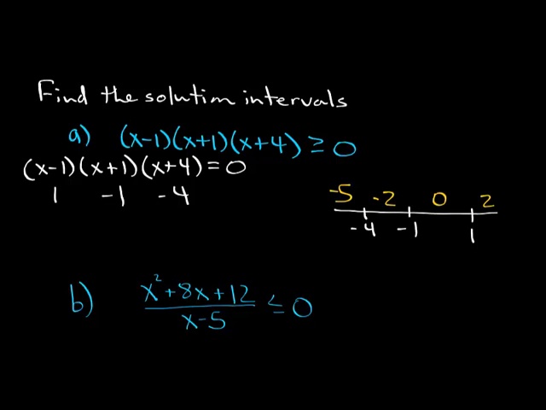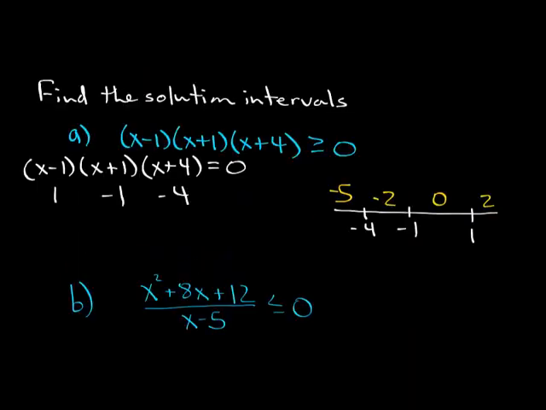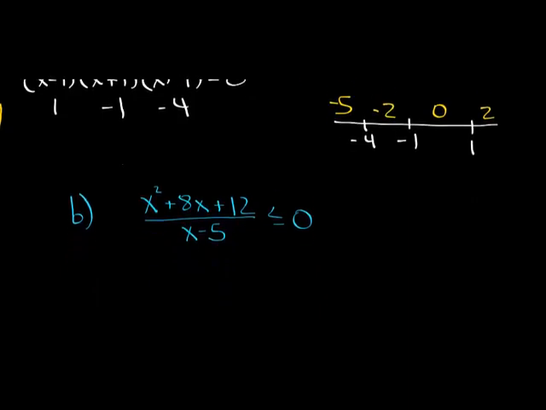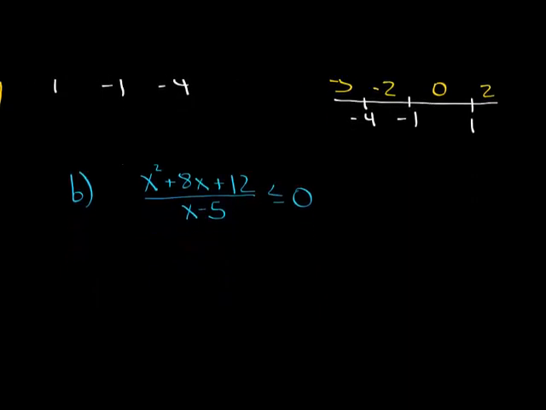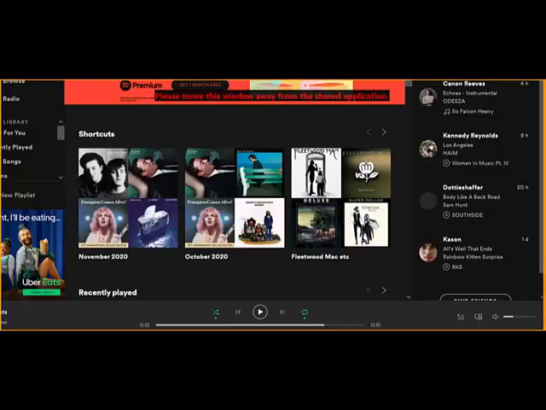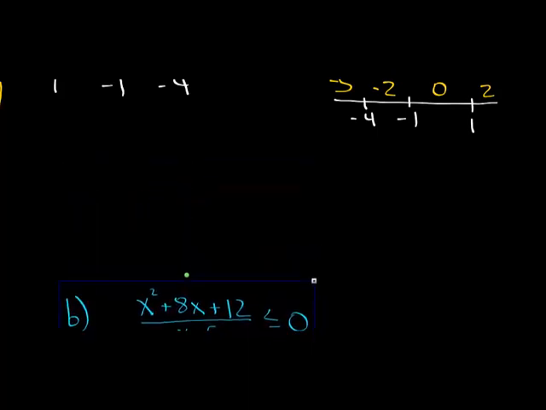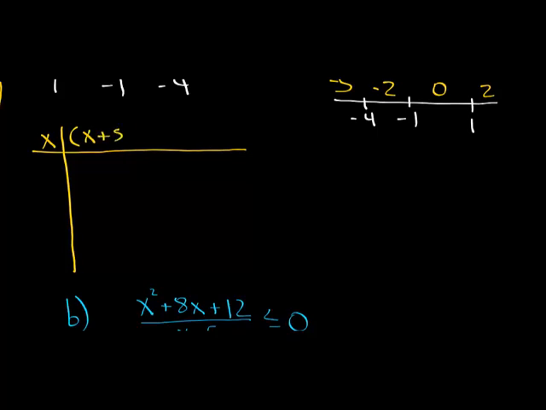Now I'm going to test those values. So here I go. Now let me give myself a little more room down here. I'm going to move this thing down a little bit. Okay. Now let's see what I've got here. I've got x, and I've got x plus 5. I mean x plus 4.